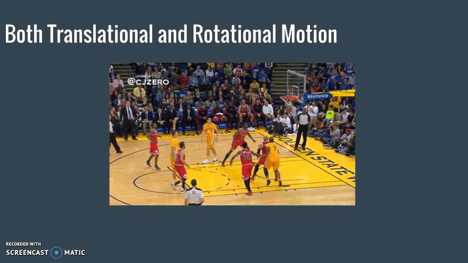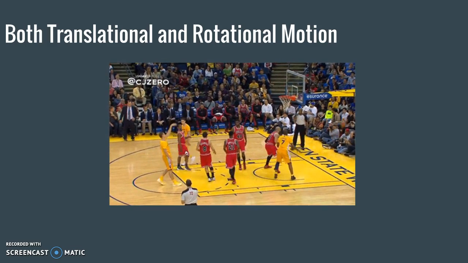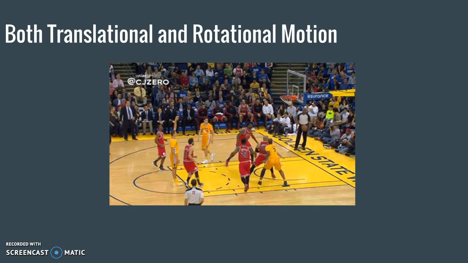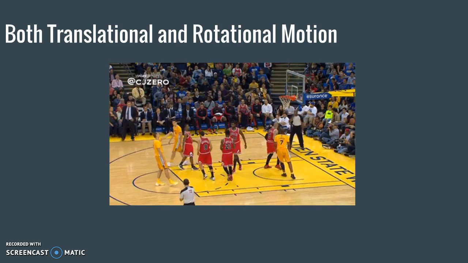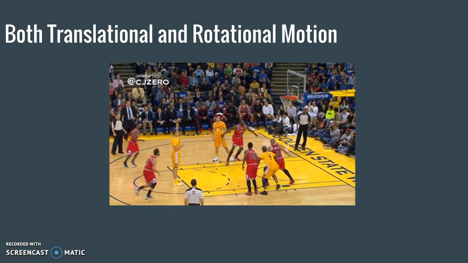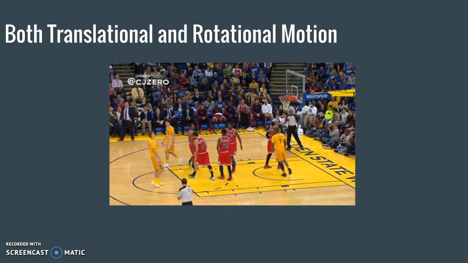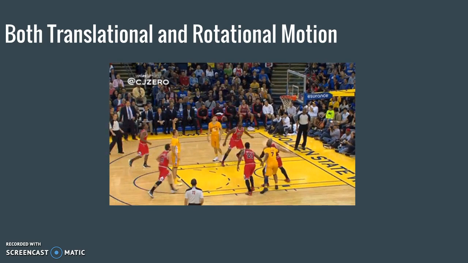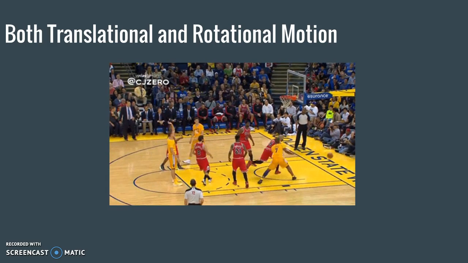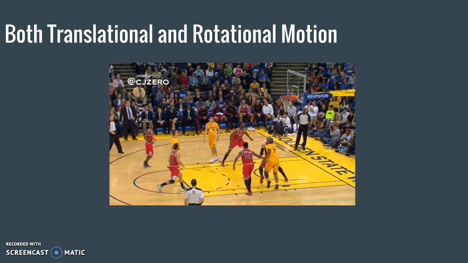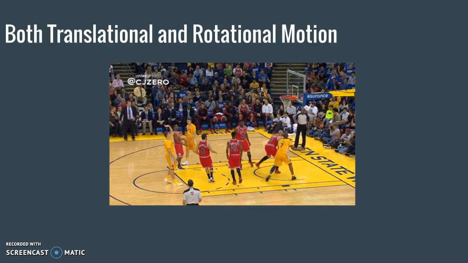Here we have an example of both translational and rotational motion. If you look at the basketball in this GIF, it is moving translationally, right, moving from the basketball player's hand to almost the hoop, hitting the net. So it's moving translationally, but it's also moving rotationally because the basketball is spinning while it is moving. So this is an example of both types of motion.